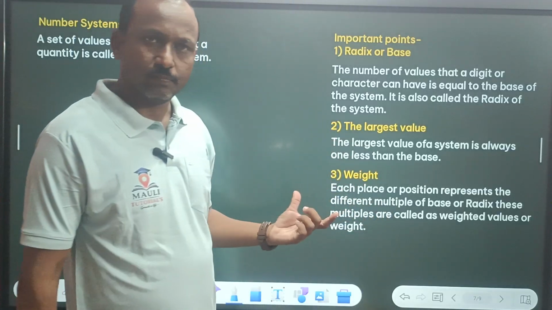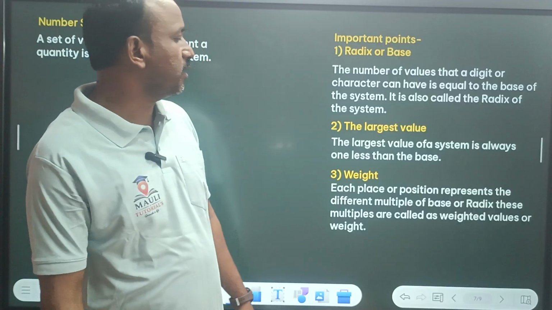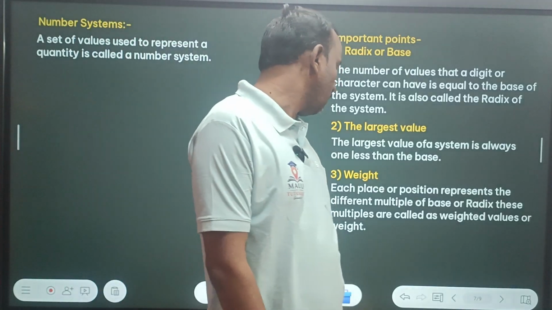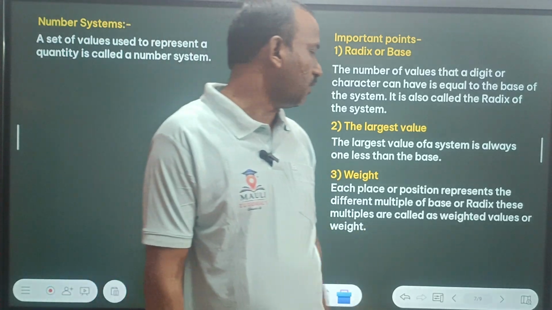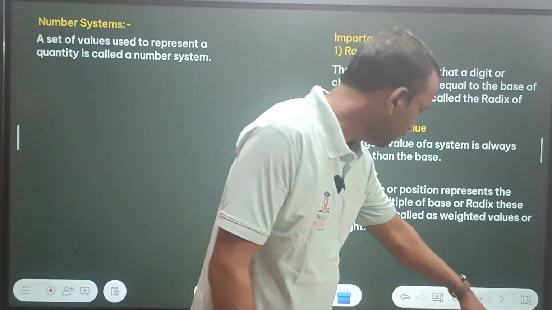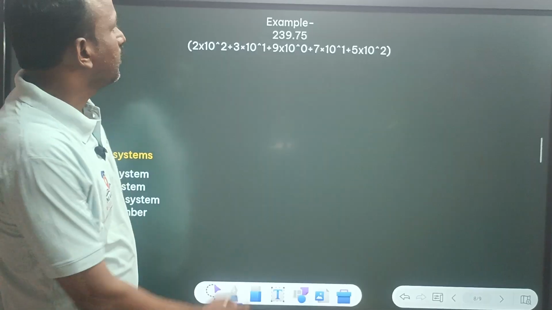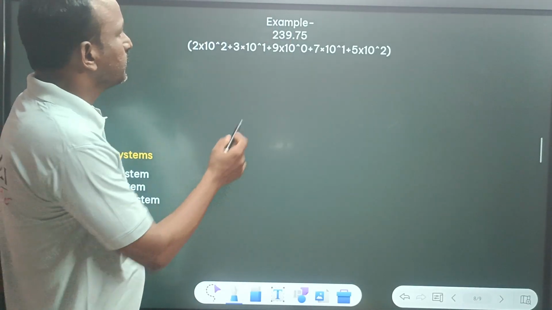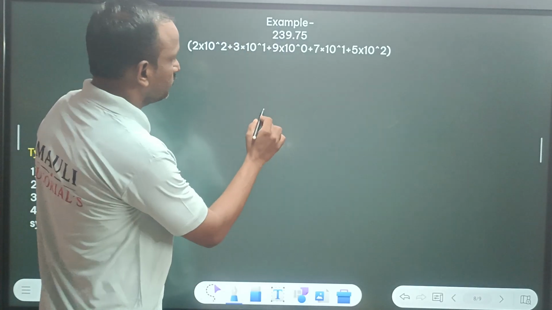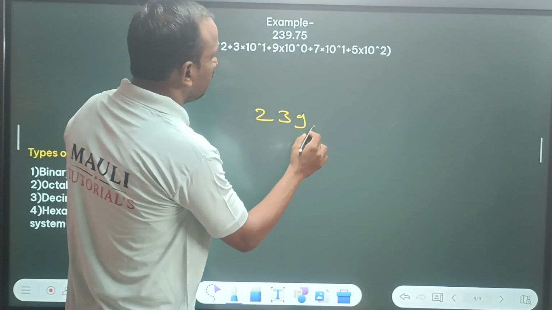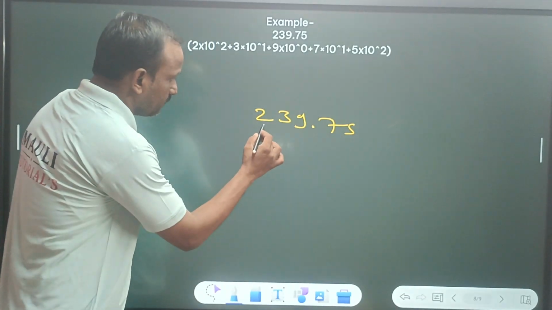The last one is weight. Each place or position represents a different multiple of the base or the radix of the number system. These multiples are called weighted values. Now, the weight can be understood by taking this example. Suppose the decimal number is 239.75. Now, what is the weight?